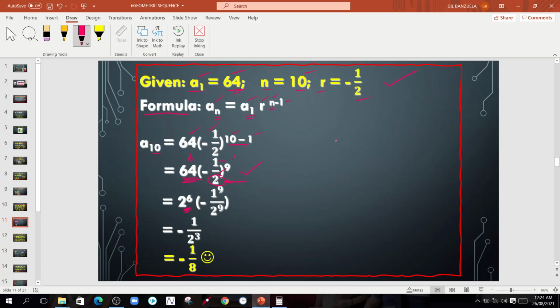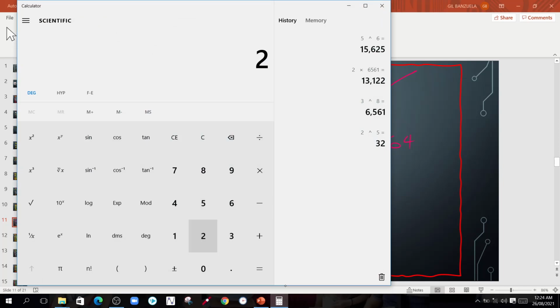of a base of 2 wherein ano ba yung magiging value ng x para ang sagot ay 64. Diba? So, yan. So, yun yung pag-uusapan natin. O, yun yung hahanapin natin. But 2 raised to what equals to 64? So, when you press 2 raised to 6 on your calculator, tingnan nyo guys, 2 raised to 6, that is equal to 64. Diba?